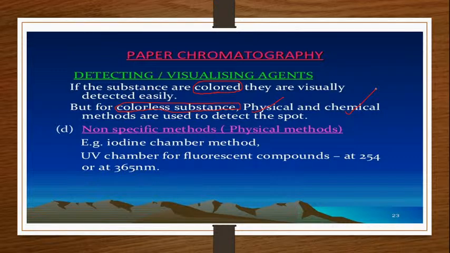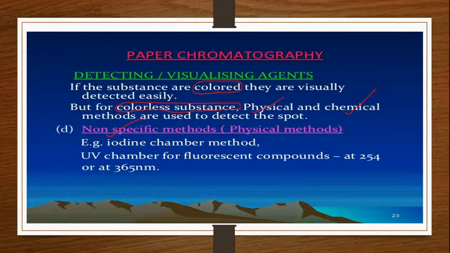So if a compound is colored, no need to detect as such, we can easily visualize it. And if there is a colorless substance, there are two methods, physical methods and chemical methods. Out of these, the physical method is called a non-specific method. Non-specific in the sense they deal with the physical parameters only, they do not have any specific chemical interaction with the substance, and that's why they are non-specific in nature.